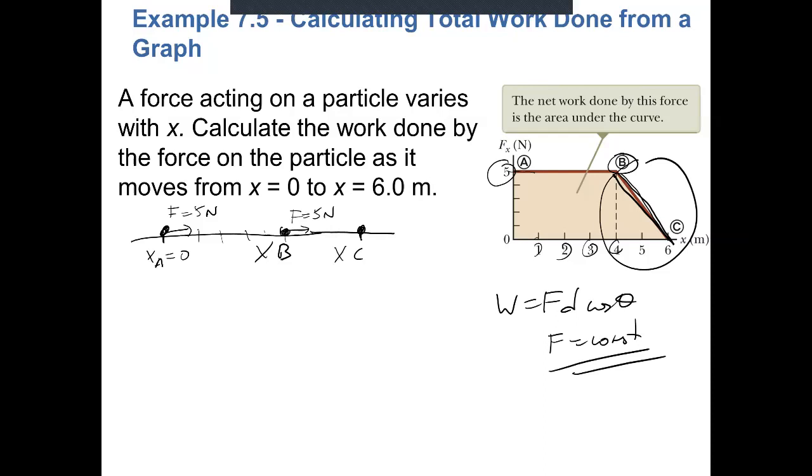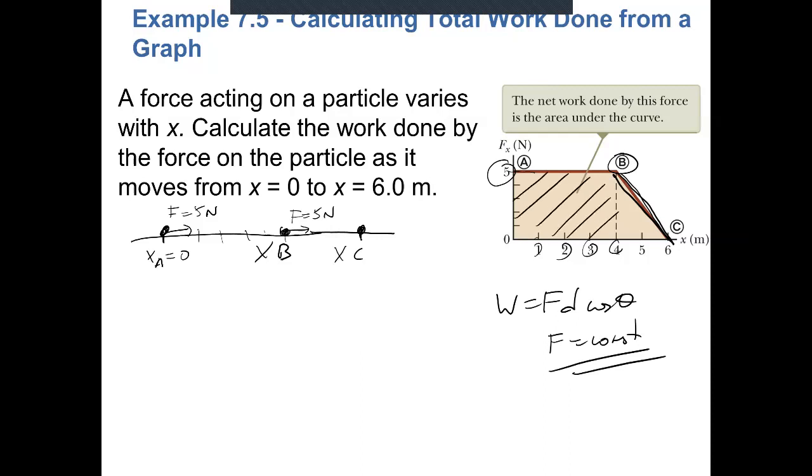So technically, for the first 4 meters, I can use that. I can still apply that force. Or I can look at it from a different point of view. If I'm given a graph like this, I can find the work done by finding the area under the graph.